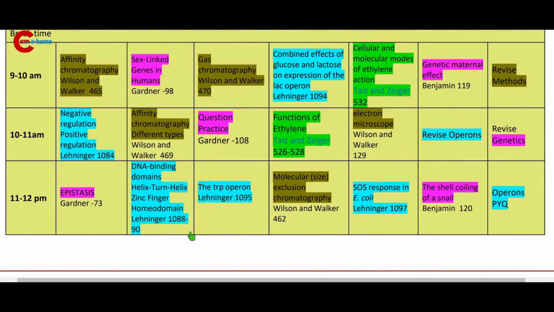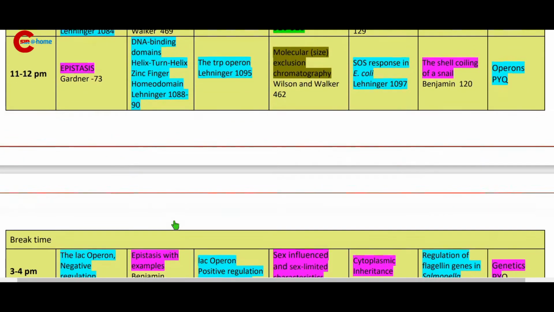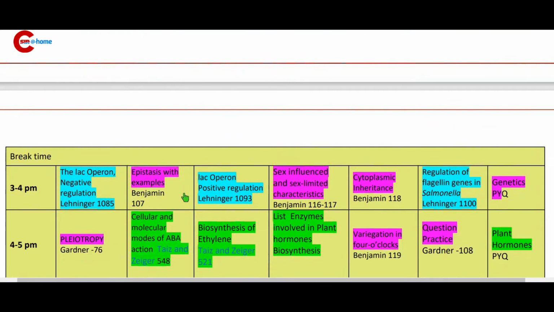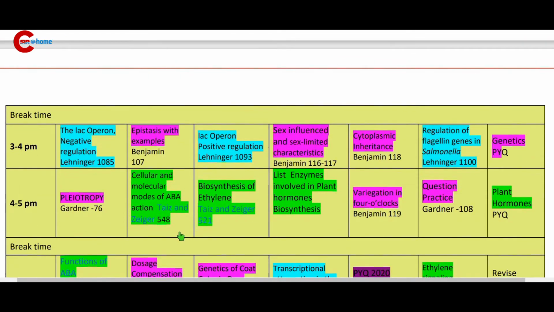11 to 12 p.m. DNA binding domains, for example helix-turn-helix, zinc finger, homeodomain, etc. Which book to refer? Leininger. Then 3 to 4 p.m. epistasis with examples. Benjamin. Epistasis.